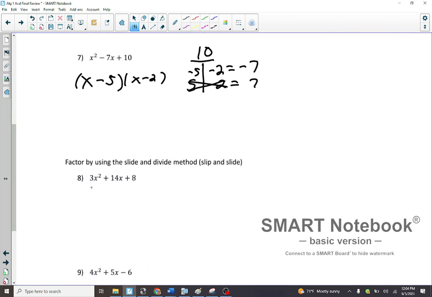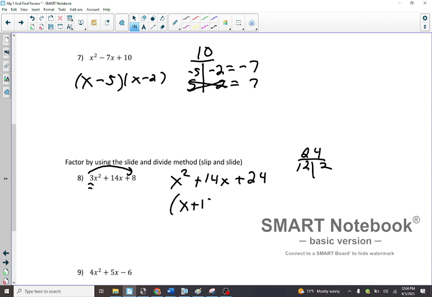Next one, factoring when you have a number in front, like this one, 3. Because of that, we're going to take this 3 and bring it over to the 8. So we're going to do slide and divide. We're borrowing the 3, so we're going to have to pay it back later. So x squared plus 14x plus 8 times 3, 24. Then I find things that multiply to 24 that add to 14. That's like 12 and 2. So I'm going to rewrite this as x plus 12, x plus 2.